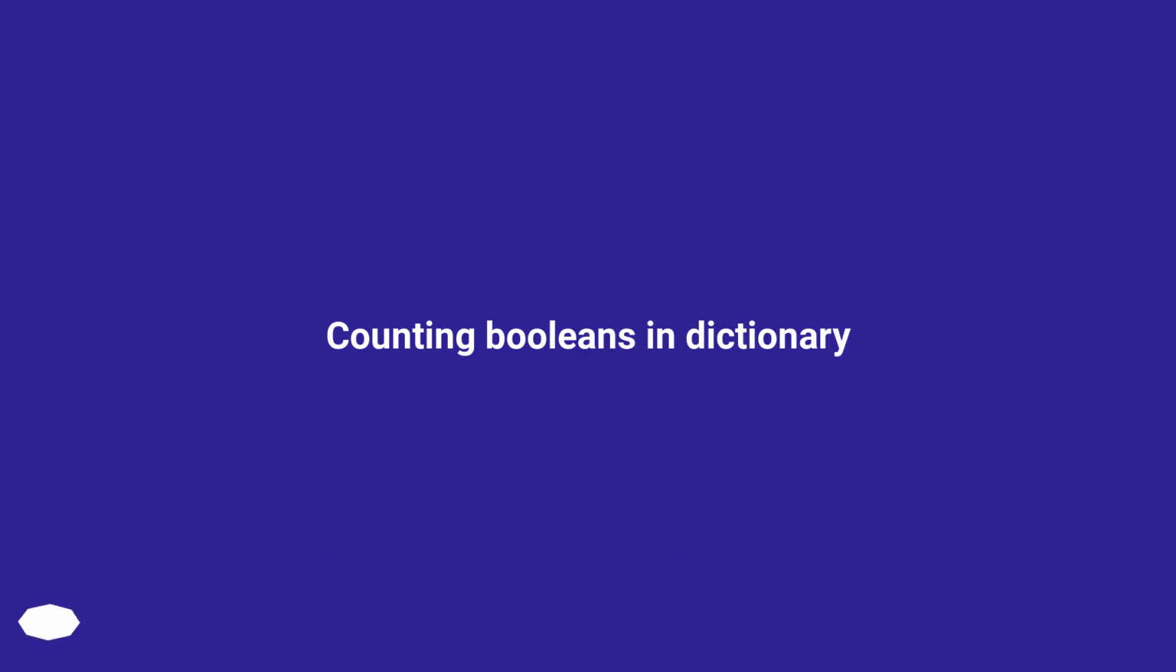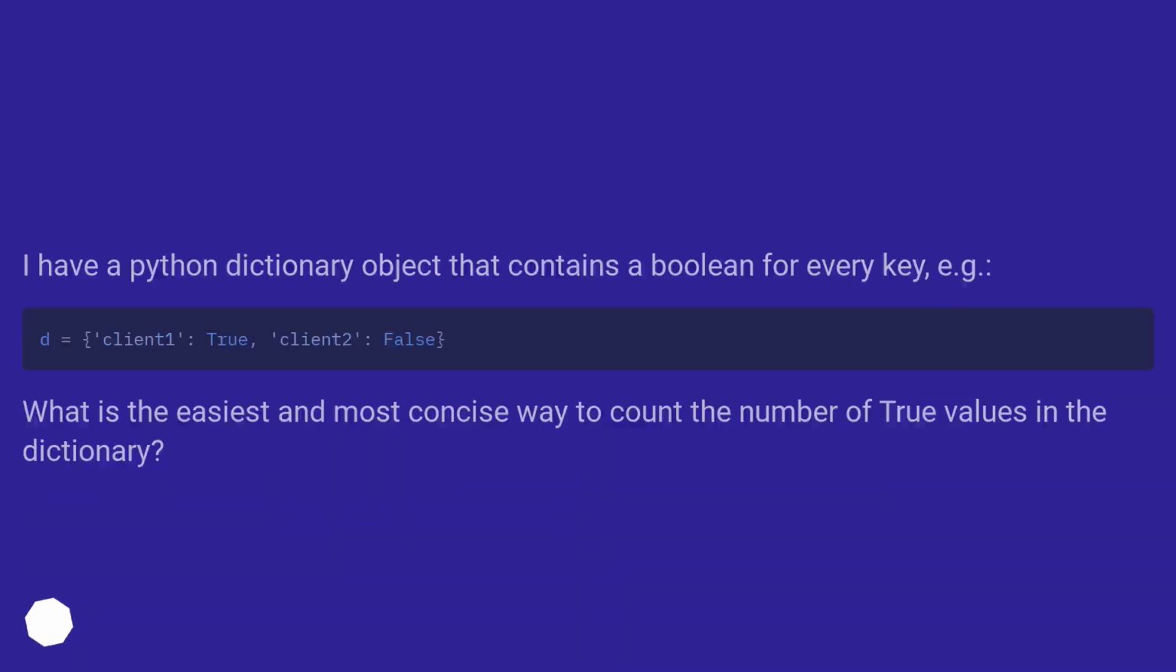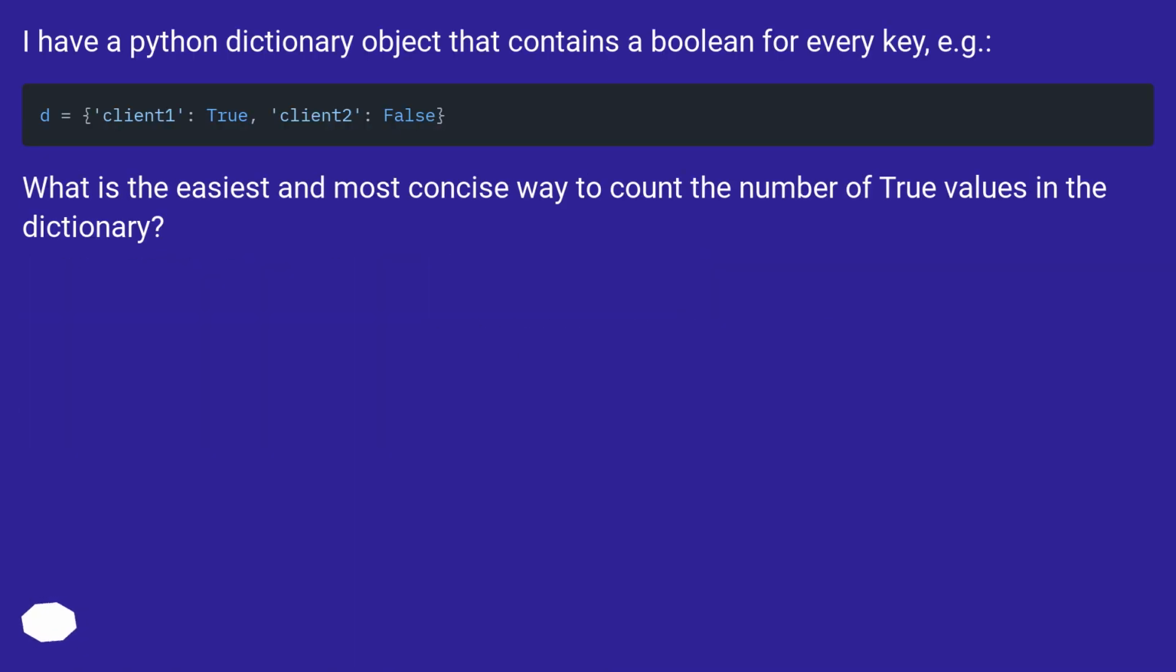Counting booleans in dictionary. I have a Python dictionary object that contains a boolean for every key, for example. What is the easiest and most concise way to count the number of true values in the dictionary?